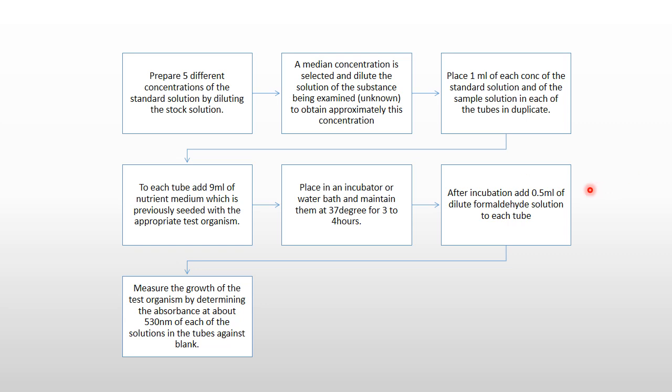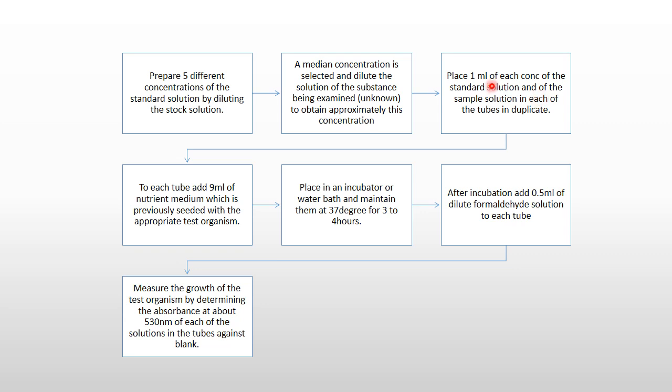So these are the steps involved in the turbidimetric method. First, prepare 5 different concentrations of the standard solution by diluting the stock solution. A median concentration of the standard is selected, and the solution of the substance being examined, that is the unknown, is diluted to obtain approximately this concentration.